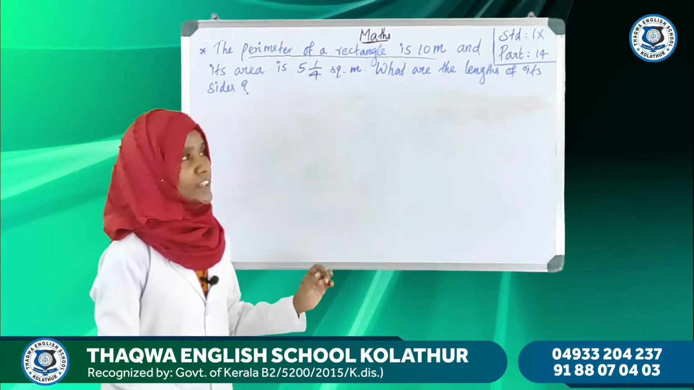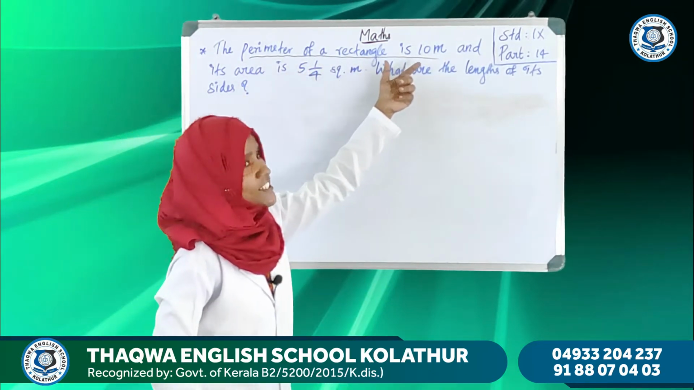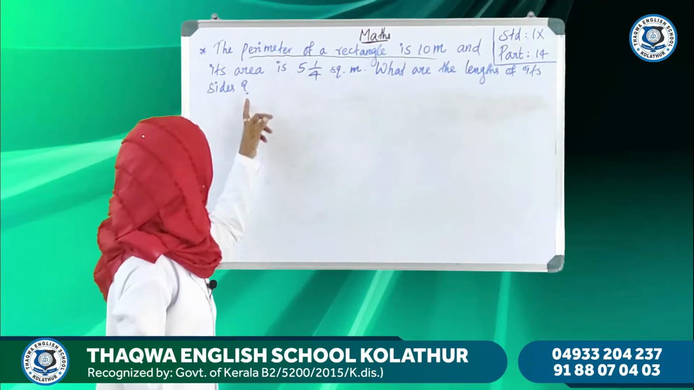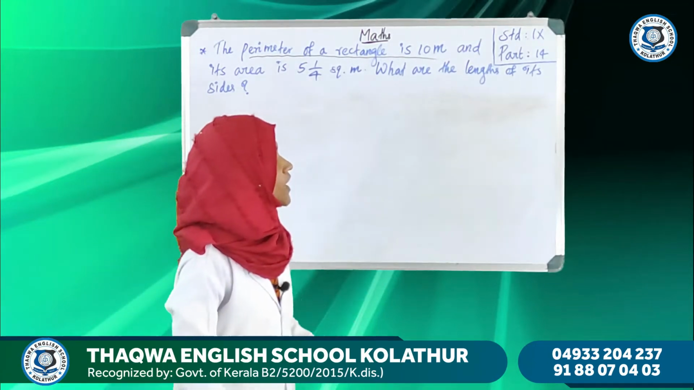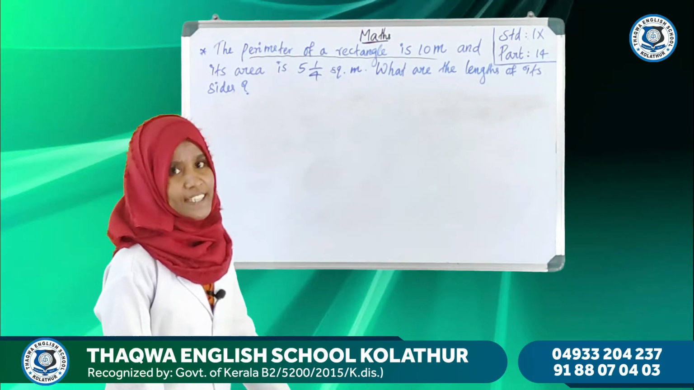Our first question: the perimeter of a rectangle is 10 meters and its area is 5 1/4 square meters. What are the lengths of its sides?